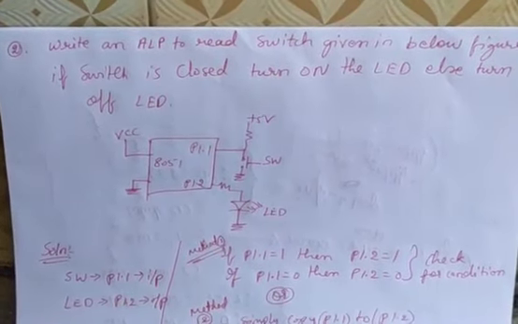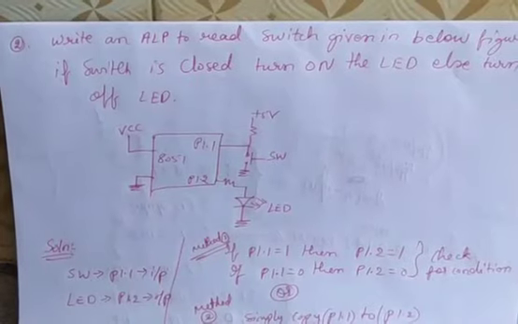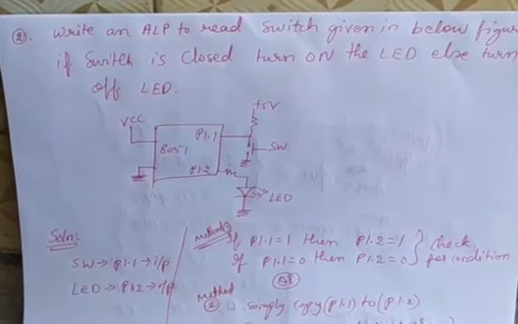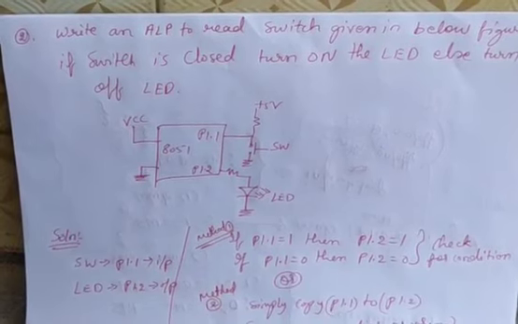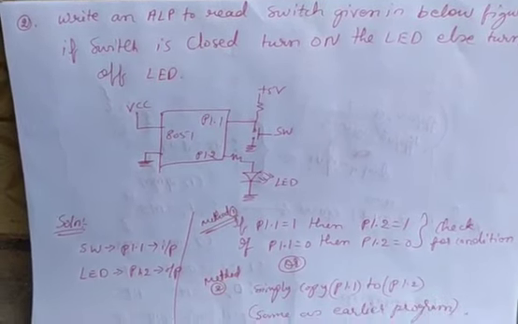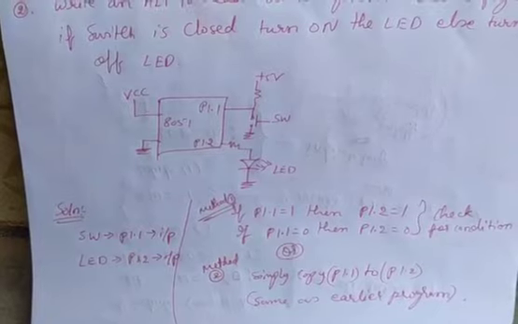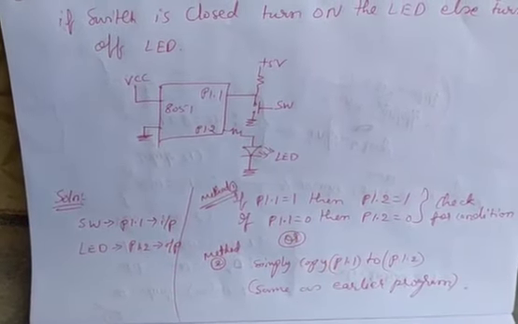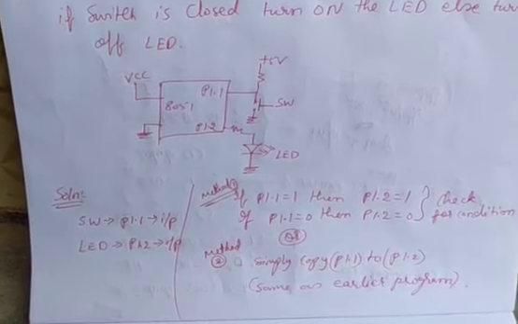From the circuit you can see port 1.1 is connected to the switch and port 1.2 is connected to the LED. So you make port 1.1 as input, port 1.2 as output, and write the program. If the switch is closed, the LED should be on. If the switch is open, the LED should be off.